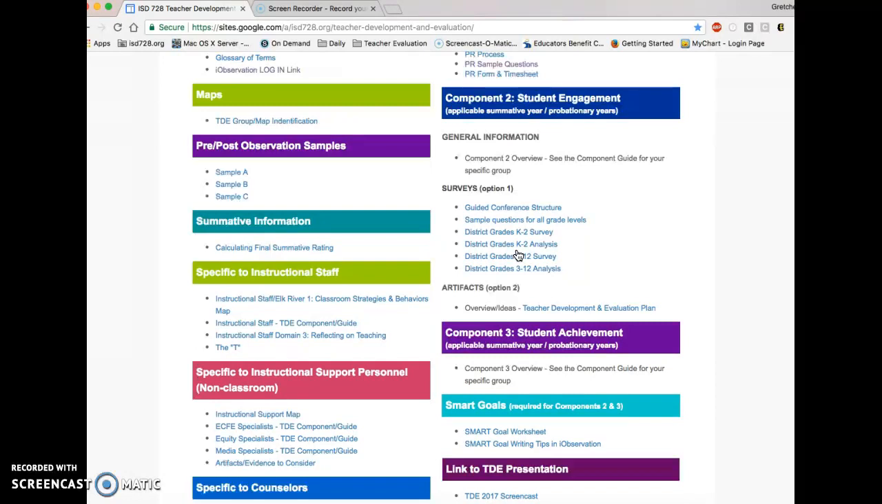Let's see, what else? Do you have to upload them in iObservation? It can be one of your examples of evidence. Remember that your evidence can count for component 2 and component 3. So if you have something that counts for both, upload it in both sections, no problem. I would say 2 to 5 pieces of examples, whether it's a picture, whether it's something that you wrote out, whether it's a video. Any of those would count as well. So I would like to have those to me.